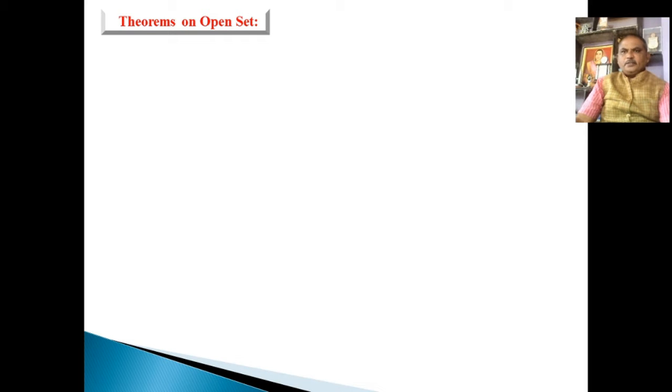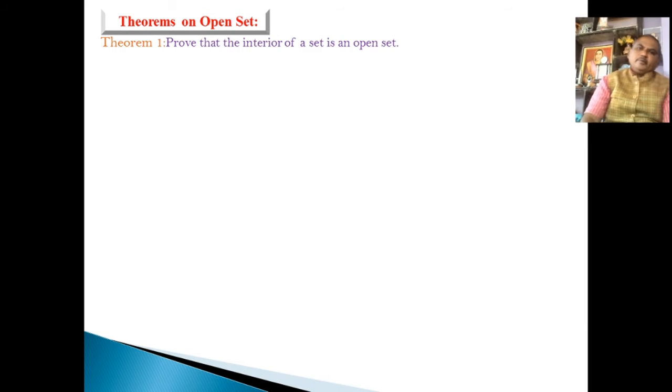In this lecture, we first discuss some theorems on the open set. The first theorem: prove that the interior of a set is an open set. In the last period we discussed what is meant by the interior of a point, what is meant by neighborhood of a point, what is meant by deleted neighborhood of a point, and some examples.